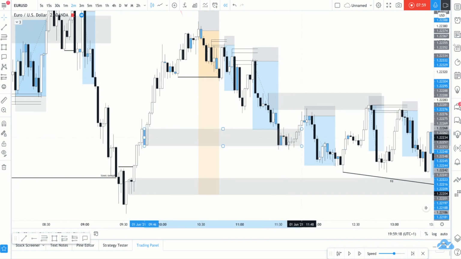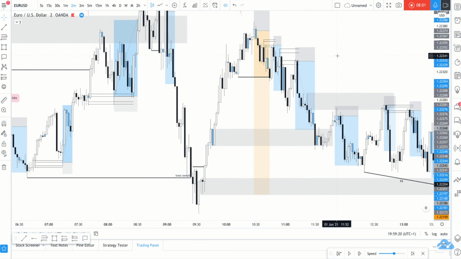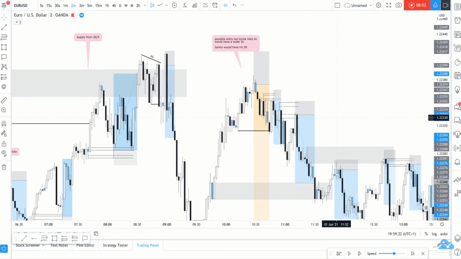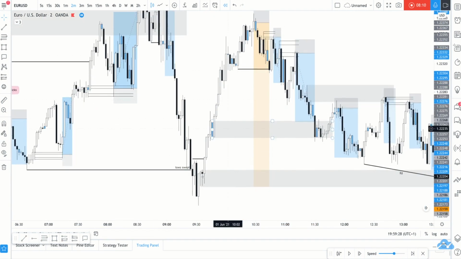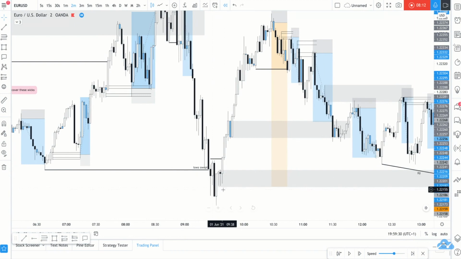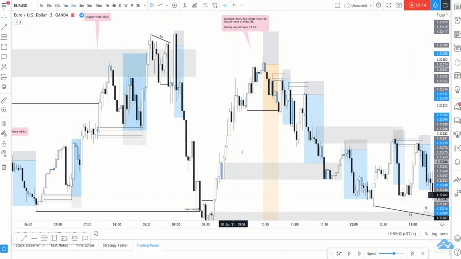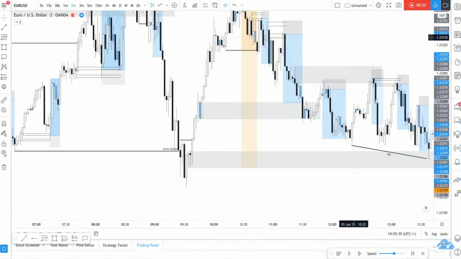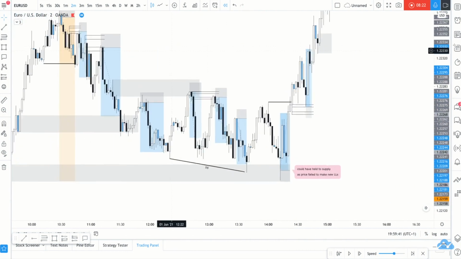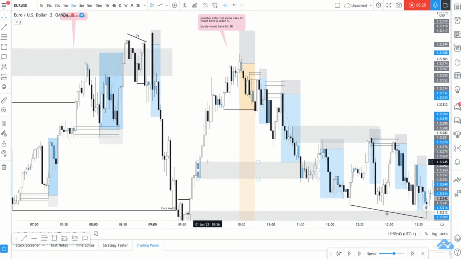So actually, I wouldn't have taken this because this failed to make a higher high, which means this area was strong enough to keep that from happening. It didn't break through, didn't make a new high, it didn't make a new low. So I think at that point it was just ranging. So yeah.